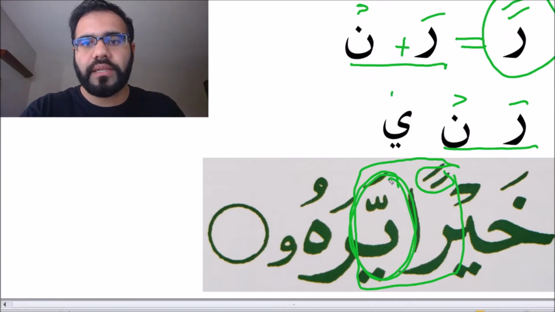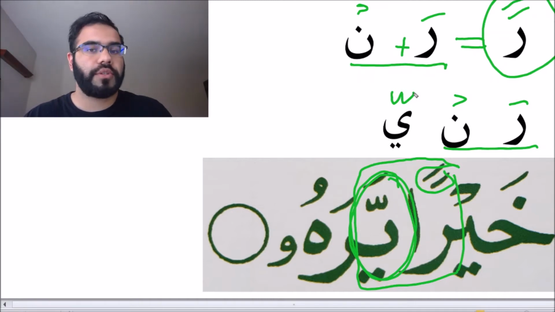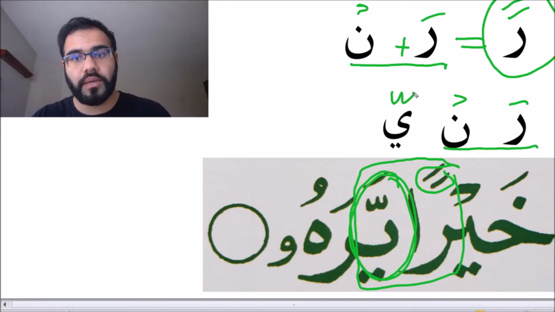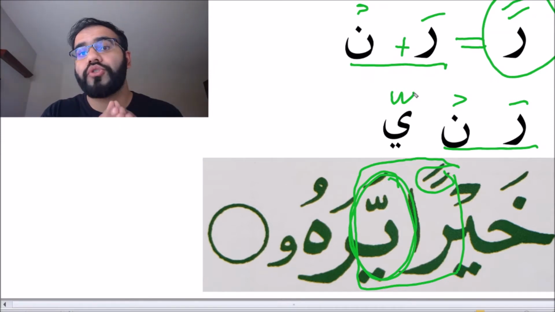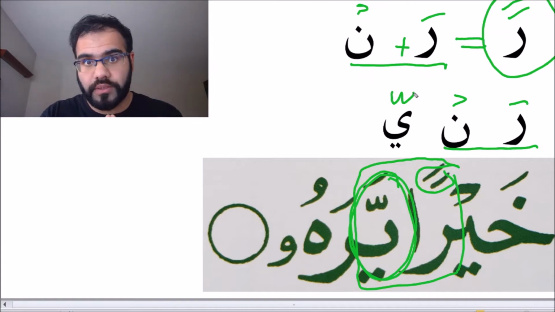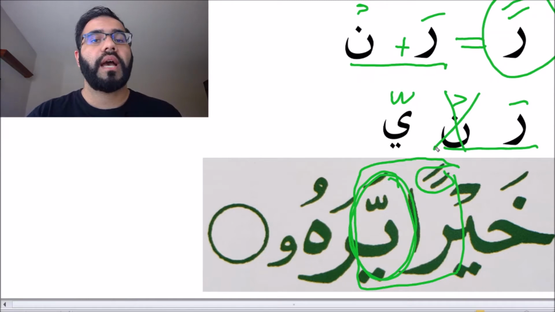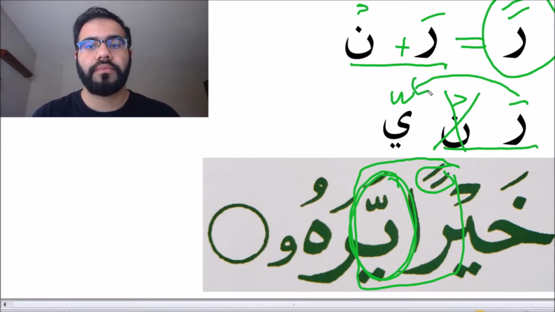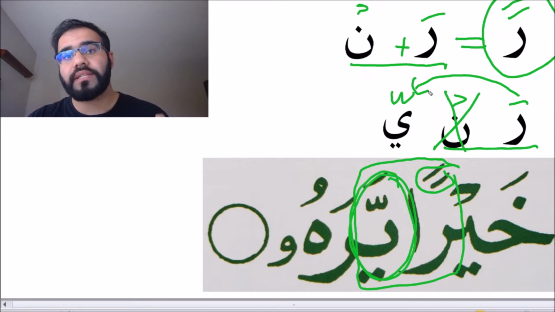This ya now has a shadda on it. Remember, I think it was a lesson or two ago that I taught you that if you have a sukun that comes first and the shadda comes afterward, you are going to drop the letter with the sukun on it. In this case, the noon has the sukun, so I'm going to completely drop it. I'm just going to use this ra to jump straight to ya. The way that sounds is rai. Ya is a very special case.